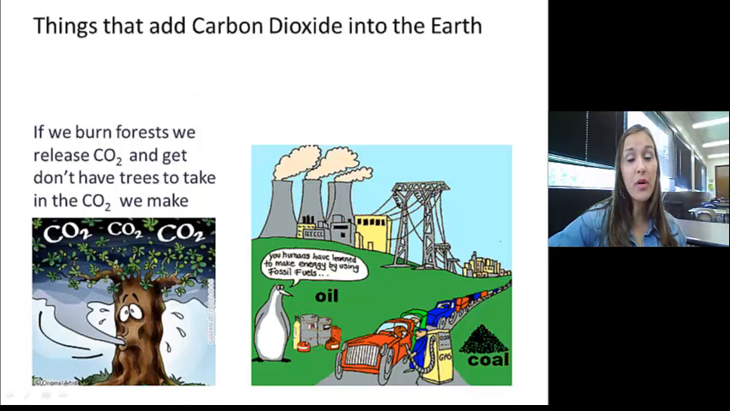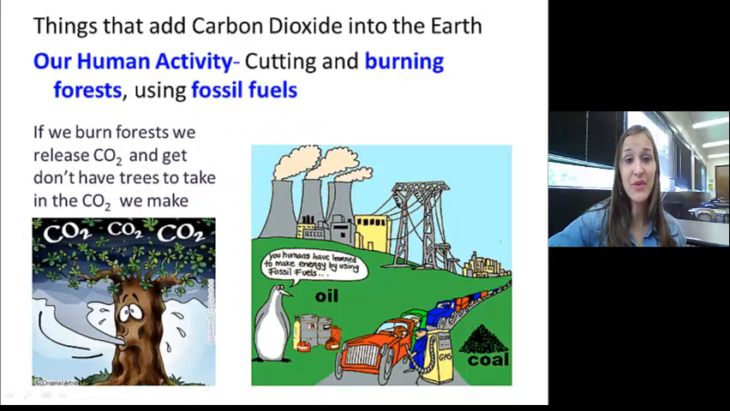Now, we're breathing out carbon dioxide, but there are also other things that add carbon dioxide into the earth, like us. We destroy our environment by cutting and burning forests and using fossil fuels. So we're getting rid of trees, which help to suck up the carbon dioxide, and we're making more carbon dioxide by polluting the earth. Think about how you got here. Your car was filled with gasoline, a fossil fuel, which has carbon inside of it. And that's it.